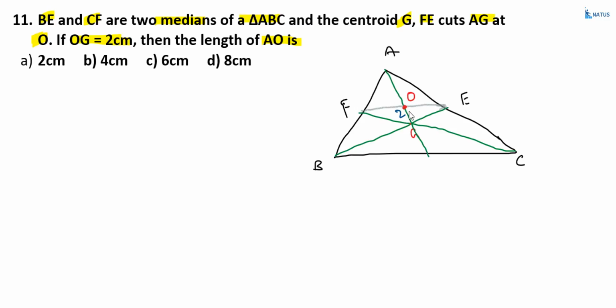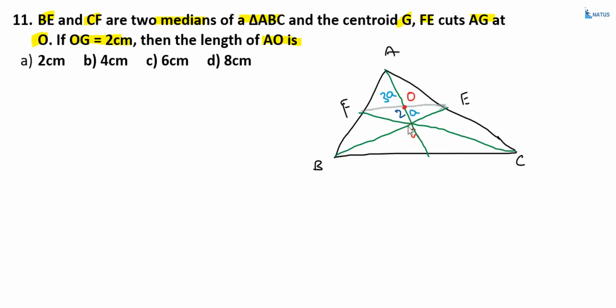All of you remember, the centroid divides the median in the ratio 2 is to 1 from the vertex. Suppose one line is formed with the midpoints of the other two sides. Suppose this length is equal to A, this length is equal to A, and this length is equal to 3A. That means this intersection point divides AZ in the ratio of 3 is to 1.